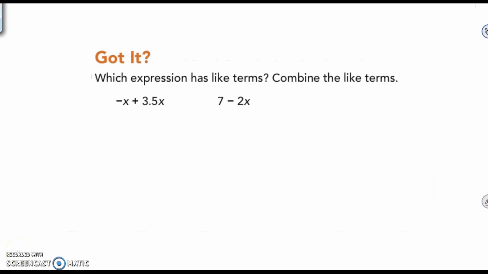Which expression has like terms? Combine the like terms. If you said the first expression has like terms, you are correct. Remember, the numerical value of a variable by itself is 1. So negative 1 plus 3 and 5/10 would give us 2 and 5/10 x.